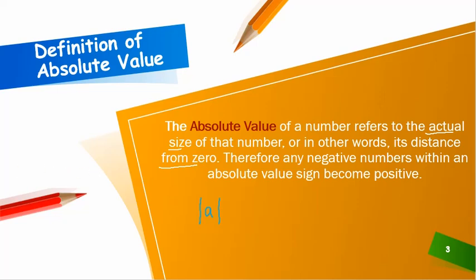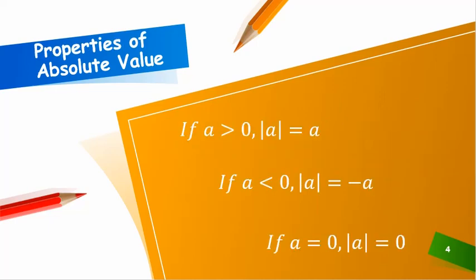Okay, now let's see some properties of absolute values. The first property is: if A is bigger than 0, then the absolute value of A is A itself. If A is a positive number, it means that it's bigger than 0 and must be positive, then the absolute value of the number must be the number itself.